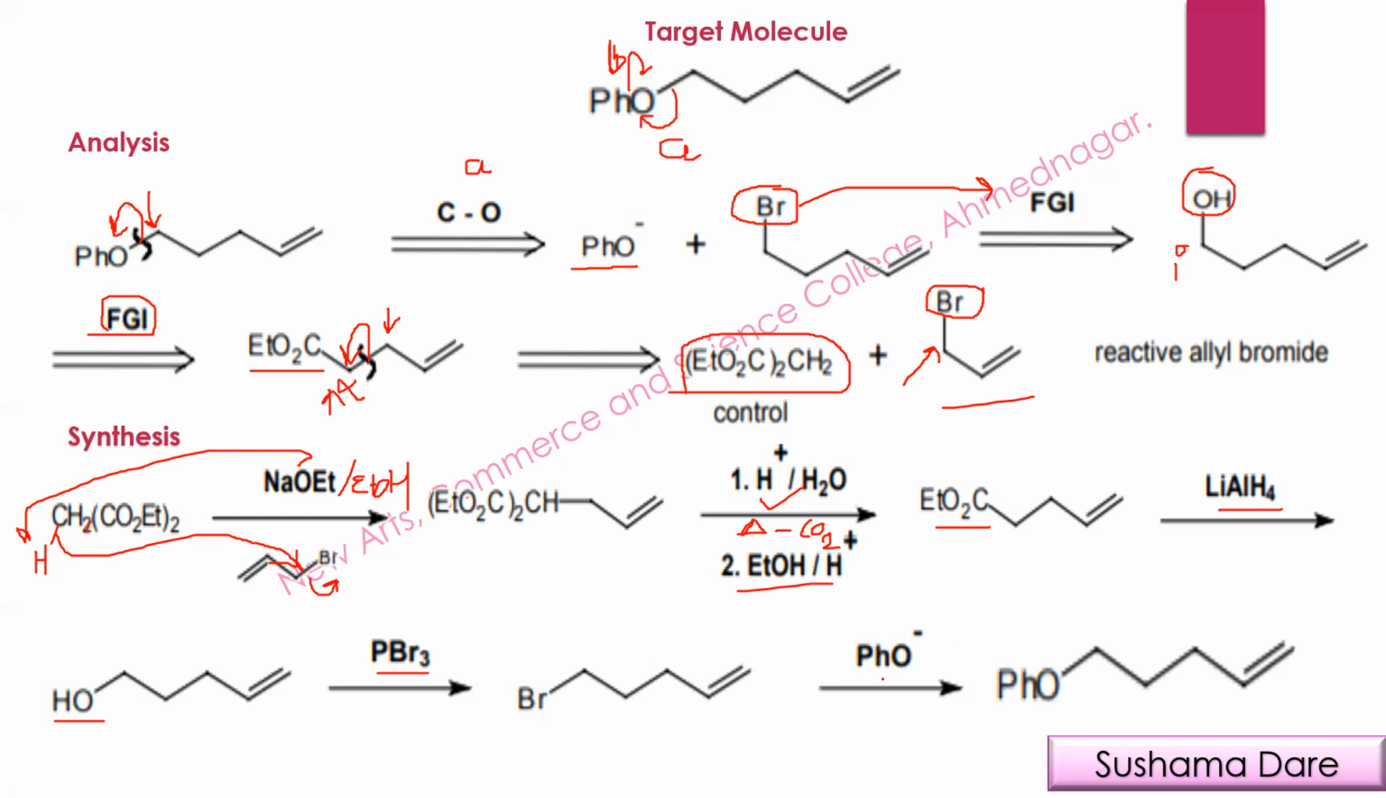After that, the phenoxide ion attacks here and departs the leaving group. This can be obtained by phenol plus NaOH. So that gives the target molecule.